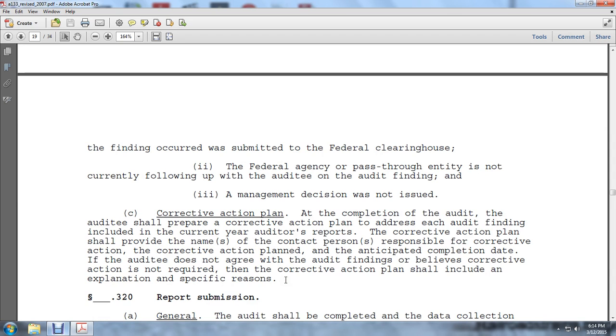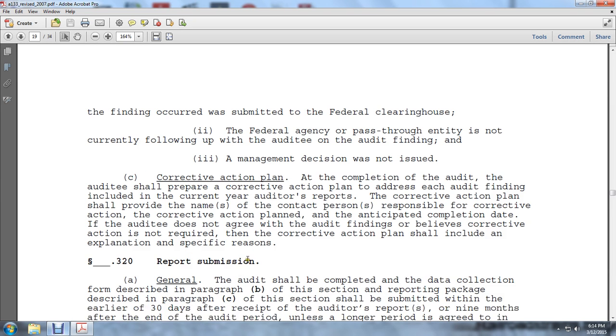The corrective action plan shall provide the name of the contact person responsible for the corrective action, the corrective action planned, and the anticipated completion date. If the auditee does not agree with the audit findings or believes corrective action is not required, the corrective action plan shall include an explanation and specific reasons.